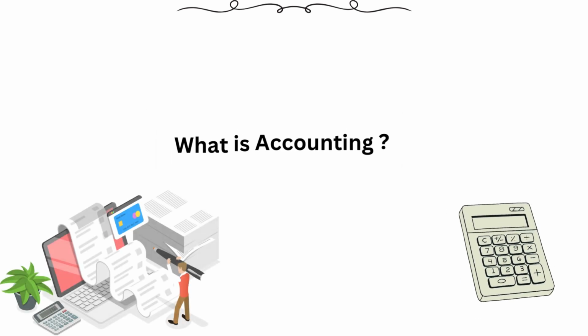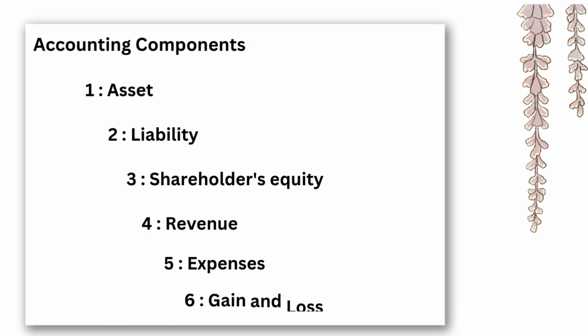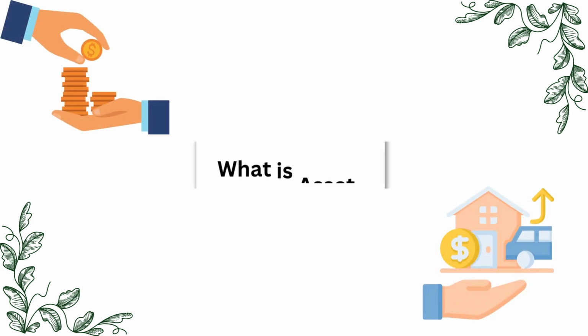What is accounting? Accounting is the process of reporting, recording, analyzing, and summarizing financial transactions. About accounting components, we have six key components which are the foundation of accounting, and we need them to record and categorize our transactions. These six components are asset, liability, shareholders' or stockholders' equity, revenue, expenses, and gain and loss. And now we want to explain them one by one.